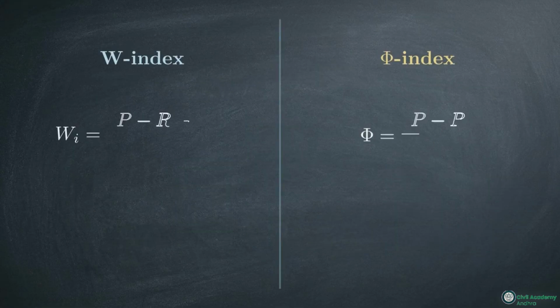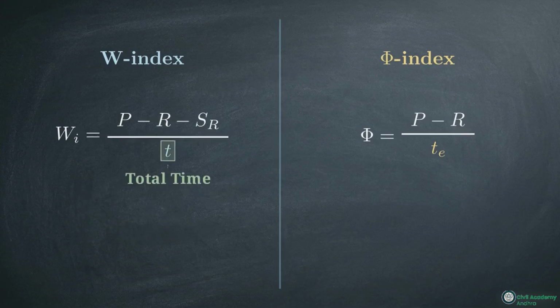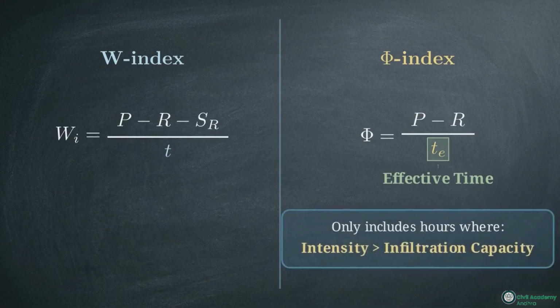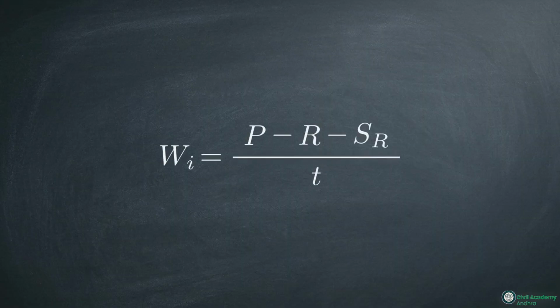Look at the math side by side. The W index divides the total infiltration by T, the total time of the storm. The phi index divides by TE, the effective time, meaning only the hours where rainfall intensity exceeded the infiltration capacity. Mixing up the total duration of the storm with that effective runoff-producing duration is the most common reason aspirants lose points on these problems.